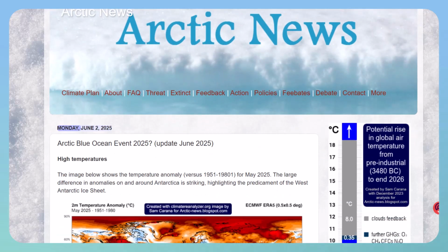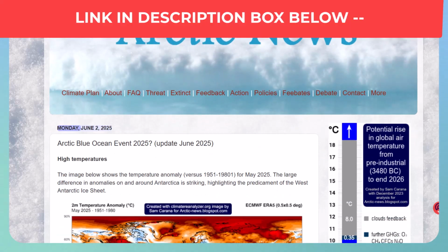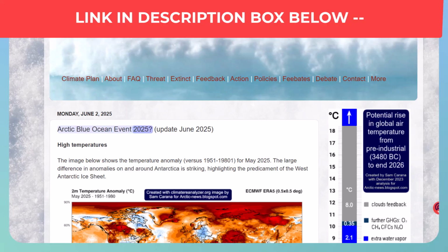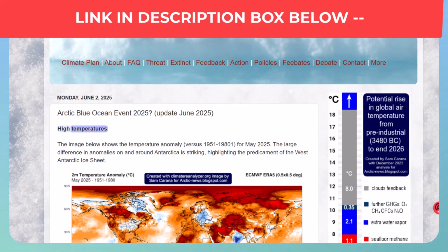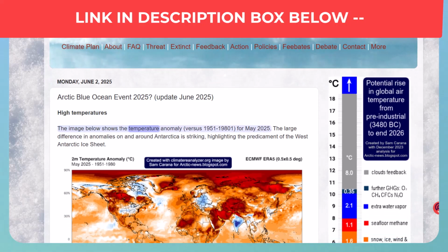Monday, June 2, 2025. Arctic Blue Ocean Event 2025. Update June 2025. High temperatures. The image below shows the temperature anomaly, versus 1951 to 1980, for May 2025. The large difference in anomalies on and around Antarctica is striking, highlighting the predicament of the West Antarctic ice sheet.